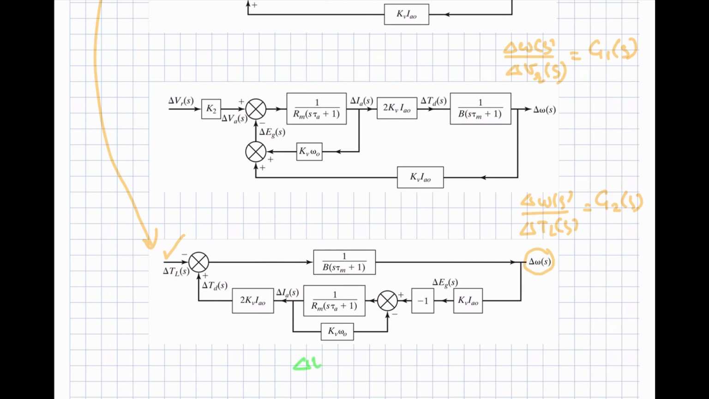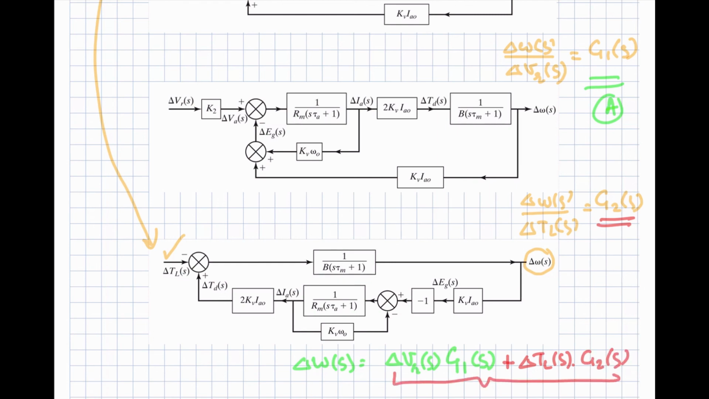And now if you want to look at the speed, the delta omega S will be because of the voltage as well as because of the torque. So because of the voltage, delta VRS, the change in the reference voltage or in the control voltage, you will have to multiply it with G1S from this equation. And to look at the effect at the speed because of the torque, you will be considering this part. So delta TLS into G2S. So this will give you the net effect over the speed because of the voltage as well as the load torque that you are going to apply.